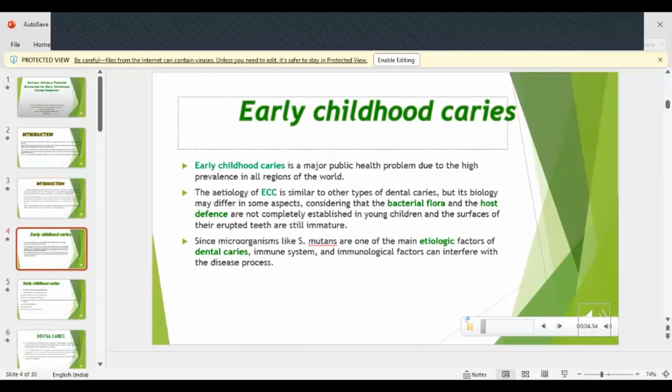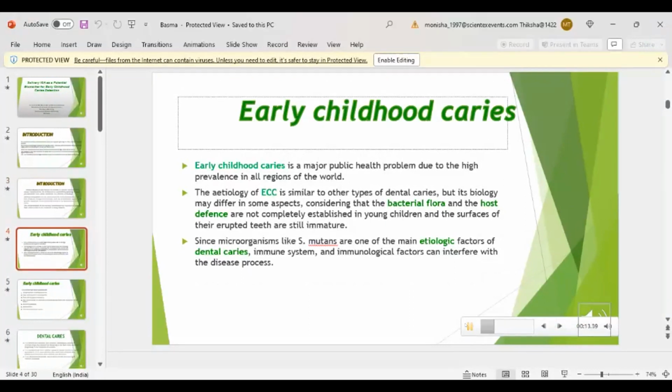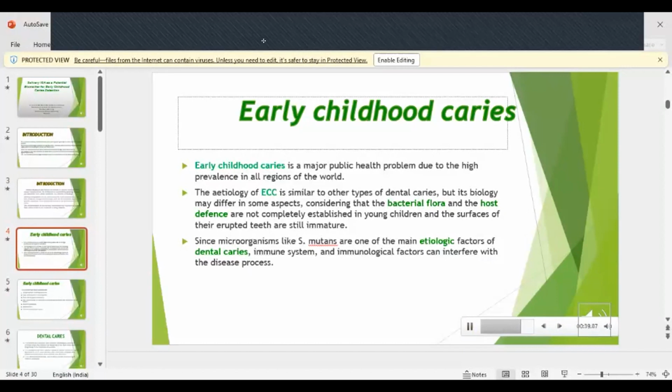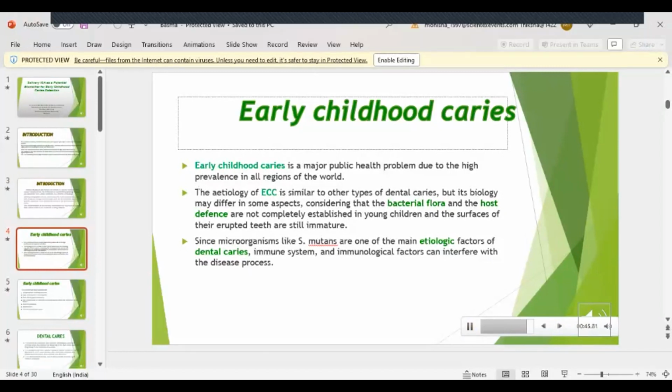The early childhood caries is one of the major public health problems due to high prevalence in all regions of the world. The etiology of the early childhood caries is similar to other types of dental caries, but its biology may differ in some aspects, considering that the bacterial flora and the host defense are not completely established in those children, and the surface of their erupted teeth are still immature. So the microorganisms like the Streptococcus mutans are one of the main etiological factors of dental caries.